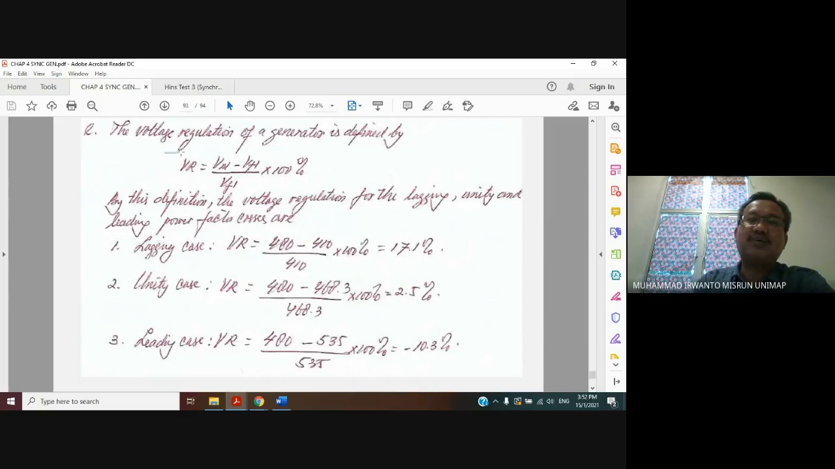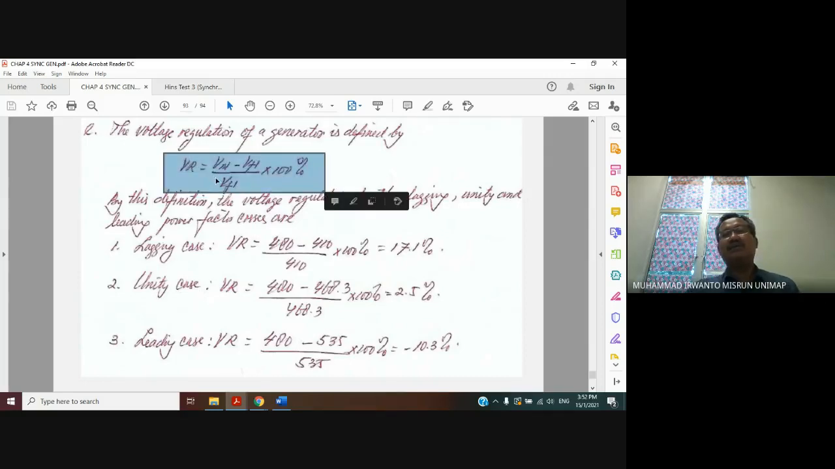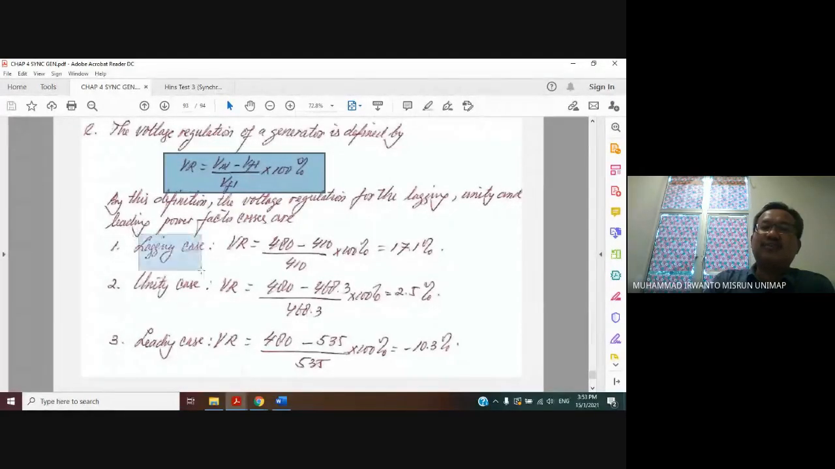Okay, lastly we want to find the voltage regulation. The general formulation is equal to no load voltage minus full load voltage divided by full load voltage. You can find the voltage regulation for each type of power factor, for the lagging case. Remember full load in here. If you use the phase, use all phase: no load phase voltage and full load phase voltage. If you use the line, use the no load line voltage and full load line voltage.